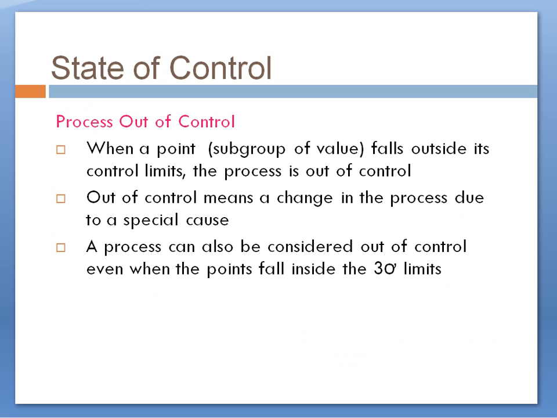So when a process is out of control, it means that you have outliers. You have numbers that are above or below the upper and the lower control limit. Also, a process can be out of control even though all your subgroups of data are within those upper and lower control limits. And we're going to see them in a second. So a process is out of control when a point, which is a subgroup of values, falls outside its control limit.